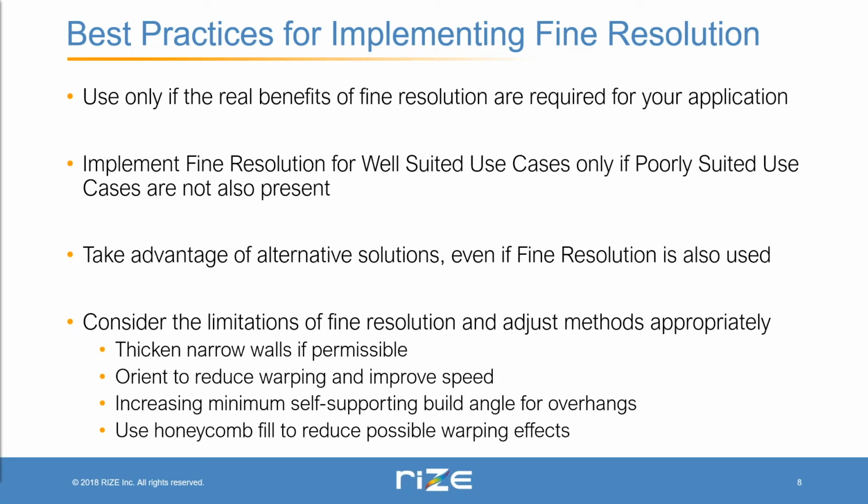So if it's possible, it is often good to take the narrow walls that would have caused trouble and striations and thicken them so that they're not as susceptible to oscillating under pressure. Also, you can look to orient parts to reduce warping and improve the speed of a print. You can increase the minimum self-supporting build angle for overhangs, as I've mentioned a few times, and you can use honeycomb fill rather than solid fill to reduce the effect of warping, which tends to be more severe on solid infilled parts.